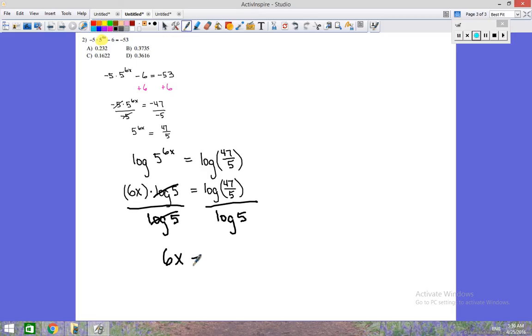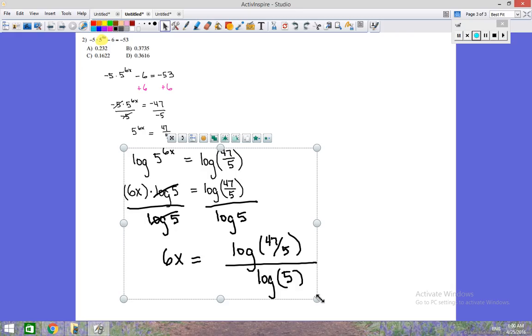We have 6 times x is equal to... Now be careful here. This is not log times this 47 over 5. We cannot treat this as multiplication and try to somehow cancel these 5s and these fractions or multiply them together. We have to treat it separately. This is the log of this, this is a function. This is not multiplication.